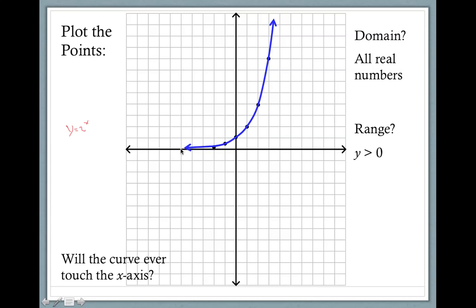And if we can't touch it, then that means we can't cross through it. So our graph will never get down here below where the y's would be less than 0. So the range of our exponential function is that y is greater than 0. And this is pretty much always the case with a basic exponential function, regardless of what number you have in for the base, for the b. Your domain is always going to be all real numbers, and your range is always going to be y is greater than 0.